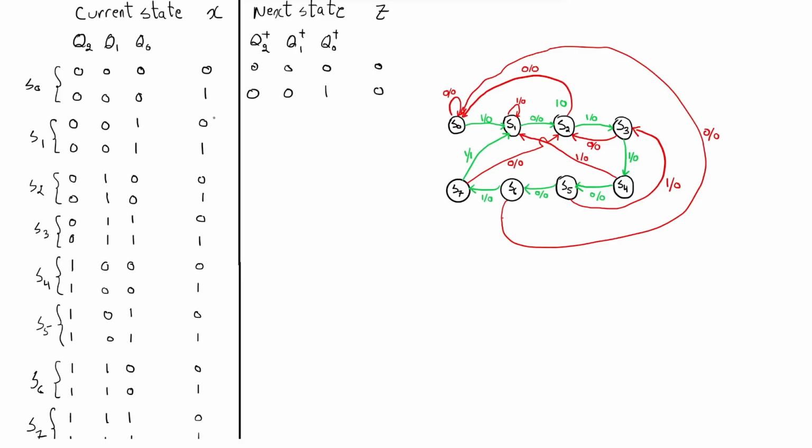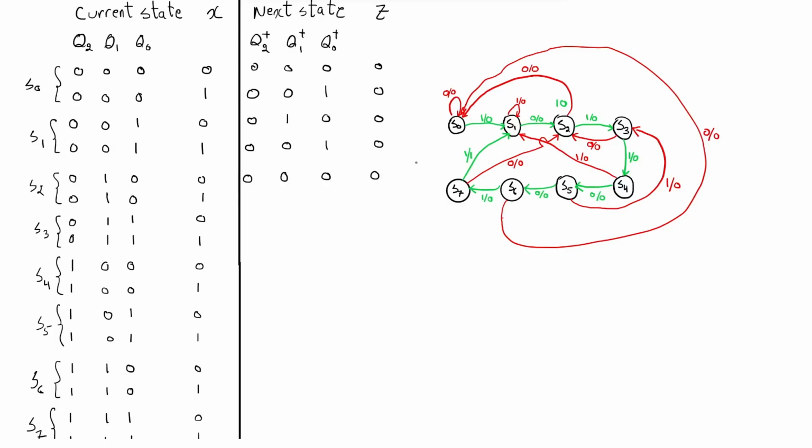If we are at S1 and we enter 0, we go to S2. S2 is 0, 1, 0. The output is 0. If we are at S1 and we enter 1, according to this state flow diagram, we remain at S1. So S1 is 0, 0, 1, and the output is 0. If we are at S2 and we enter 0, we go back to S0, which is 0, 0, 0, and the output is 0.